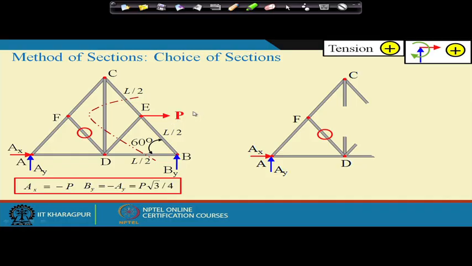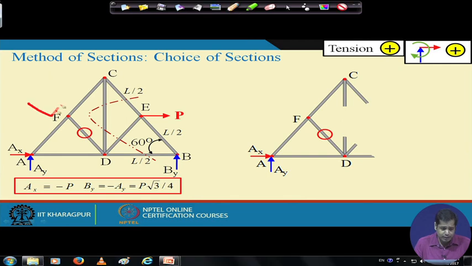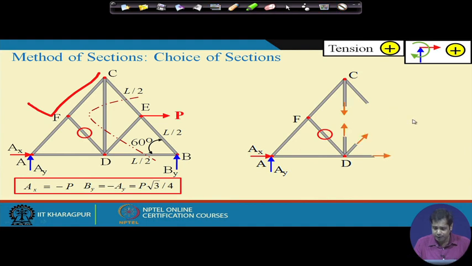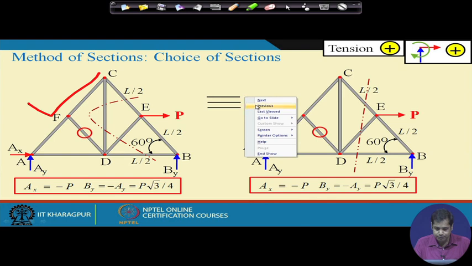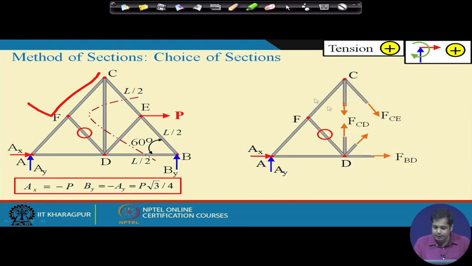For instance, keep one thing in mind while choosing a section: a section does not always have to be a line. A section could be a curved section as well. Now, see the same problem, suppose this is the section, right? If I take this part of the truss and draw its free body diagram, then the free body diagram will be this.